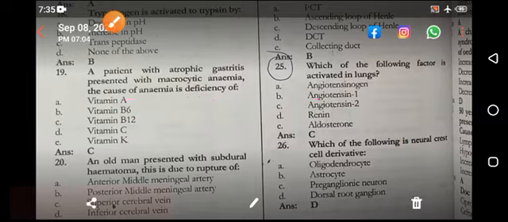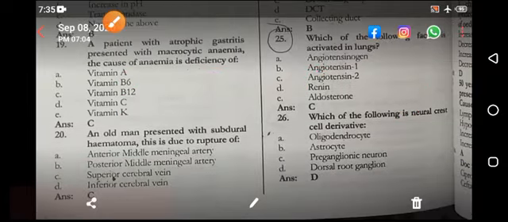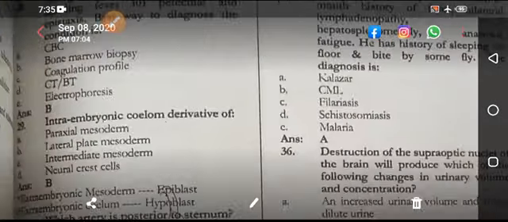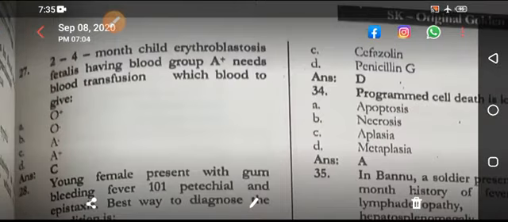Which of the following is a neural crest derivative? The answer is dorsal root ganglion. Coming next, I will quickly go through the things so that more things are covered in a shorter period of time.